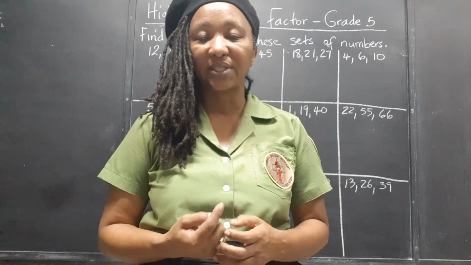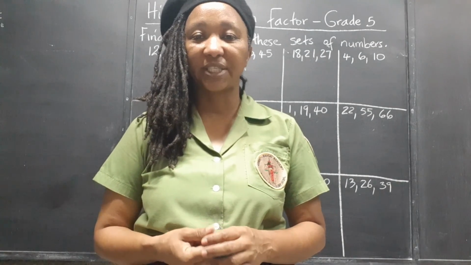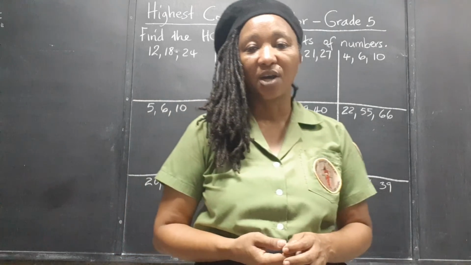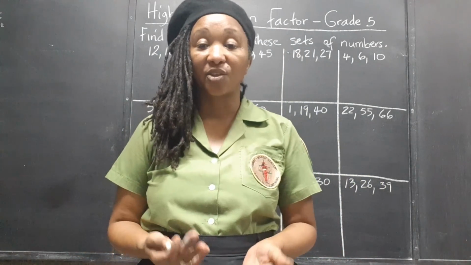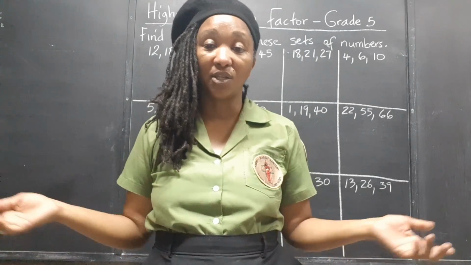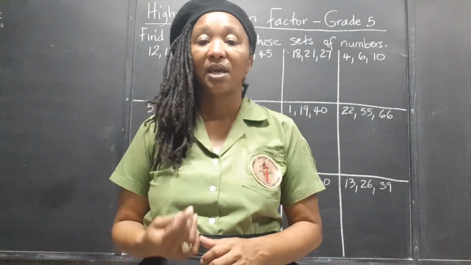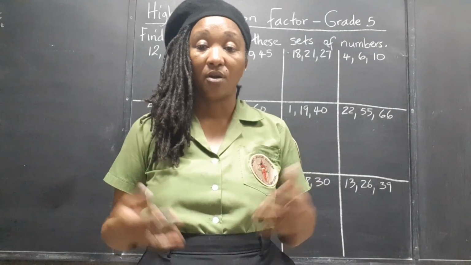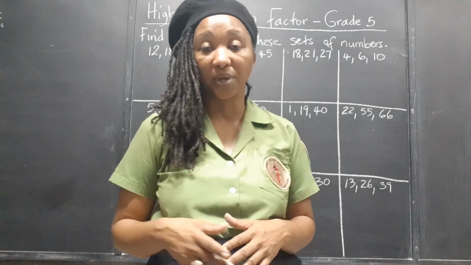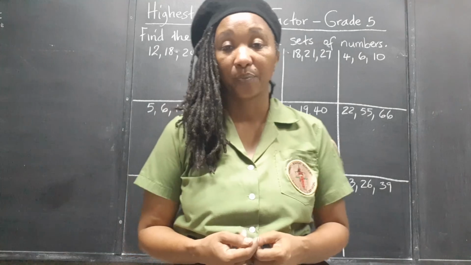What we're going to be doing today is looking at the highest common factor, or HCF. The highest common factor of a given set of numbers is the biggest factor that's common to all the numbers, the biggest number that can divide evenly into all the numbers, not just two of the numbers or three of the numbers, all the numbers given, the biggest number that can go into all of them.